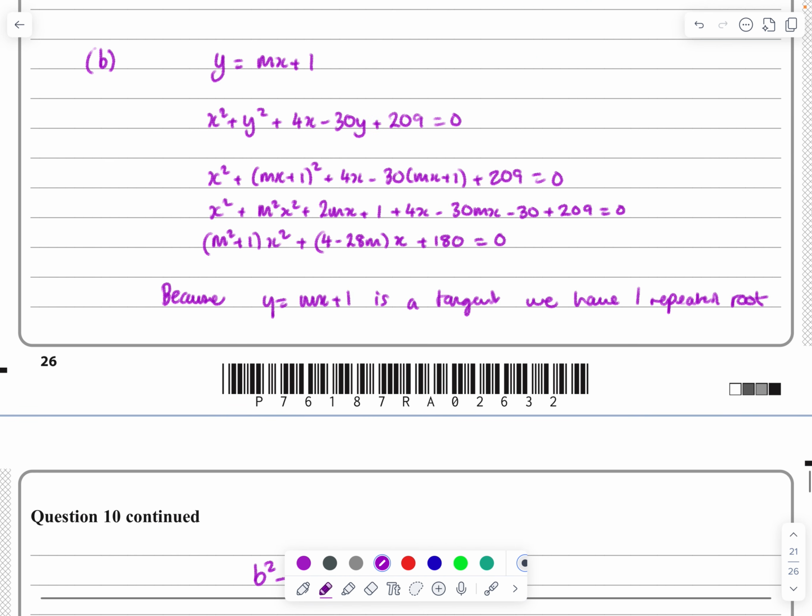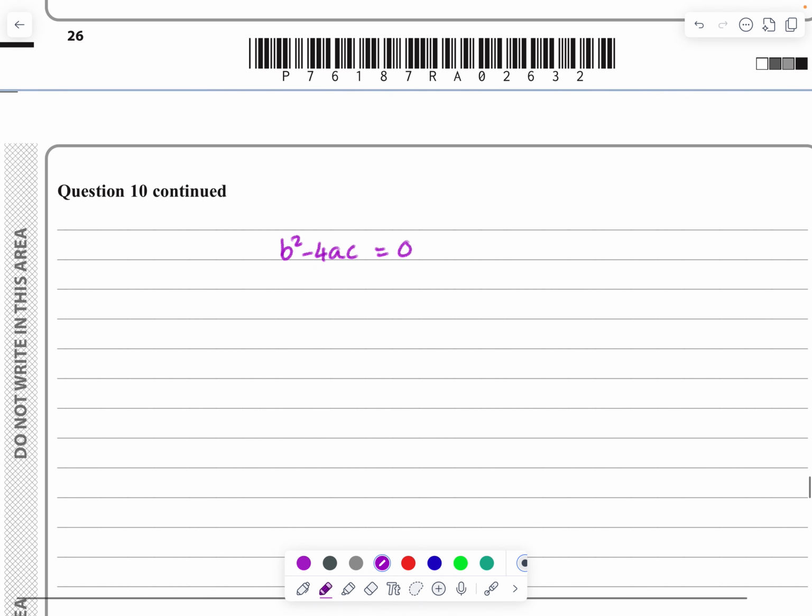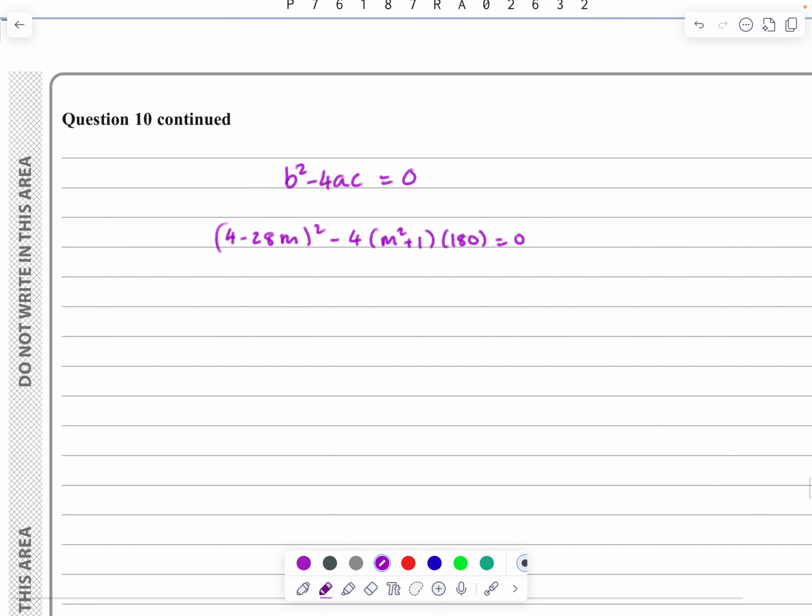And the b squared minus 4ac is what I just had, a, b, and c here, and I need to do b squared minus 4ac. So when I do b squared minus 4ac, b is 4 minus 28m, squared, minus 4 lots of m squared plus 1 and 180s. Now remember, we know what we're trying to get to because they told me the answer. So let's just do all this.